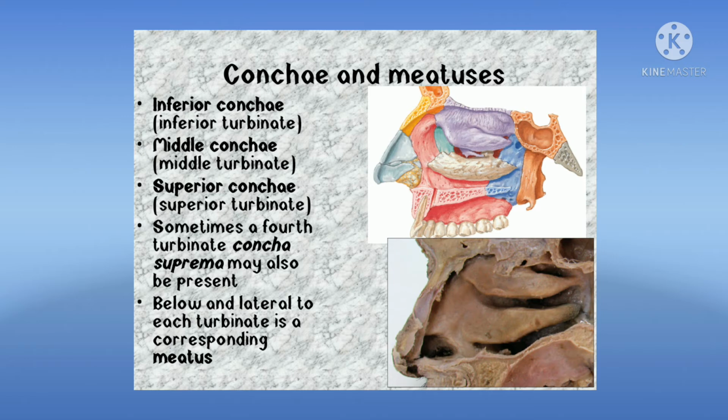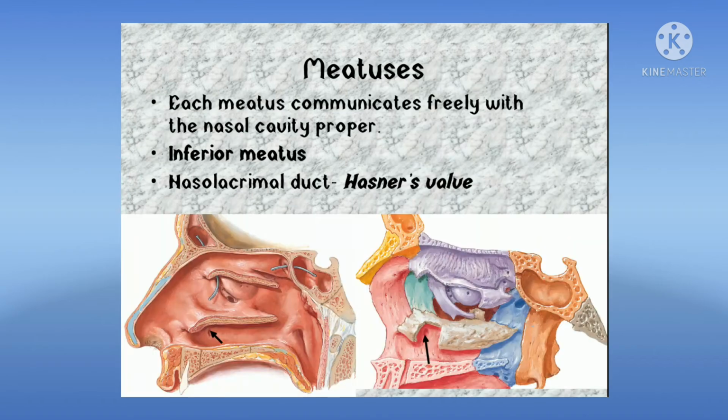Below and lateral to each turbinate or concha, we can see a corresponding meatus. Each meatus communicates freely with the nasal cavity proper. First, we can discuss about the inferior meatus. The inferior meatus is located just below the inferior concha.